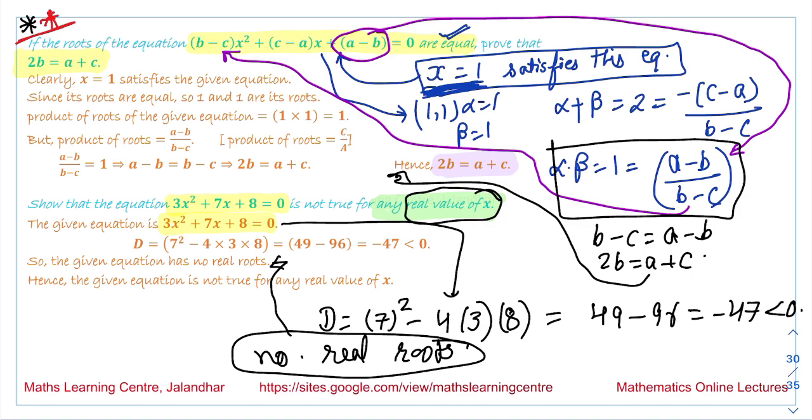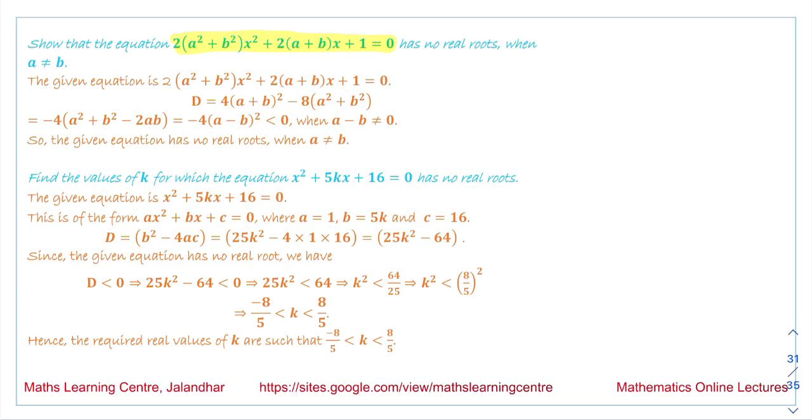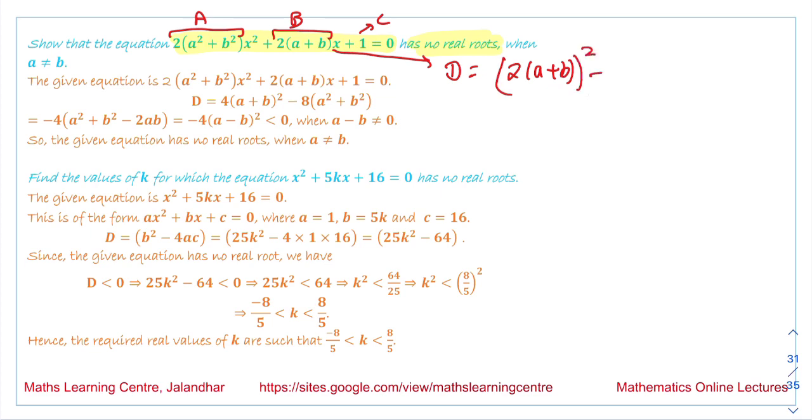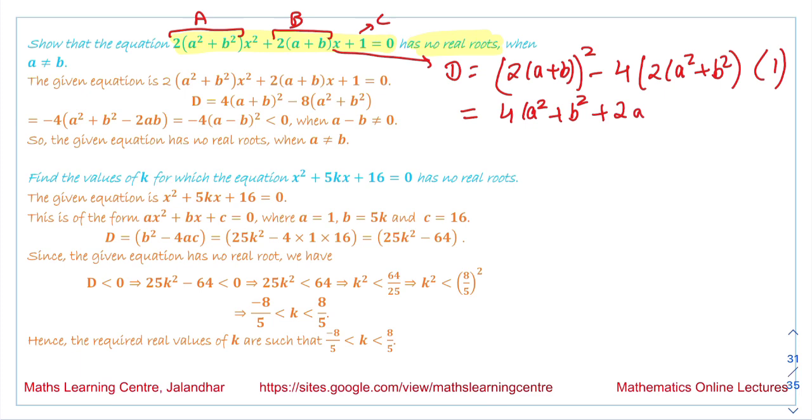Next similar question is there. This equation is given and we have to prove that this equation has no real roots. So we are calculating the discriminant over here. So for the discriminant we have, this is the value b, this is the value a, and this is the value c. So it is b square minus 4ac. So when we solve this, we are getting 4 into a square plus b square plus 2ab minus 8 into a square plus b square.